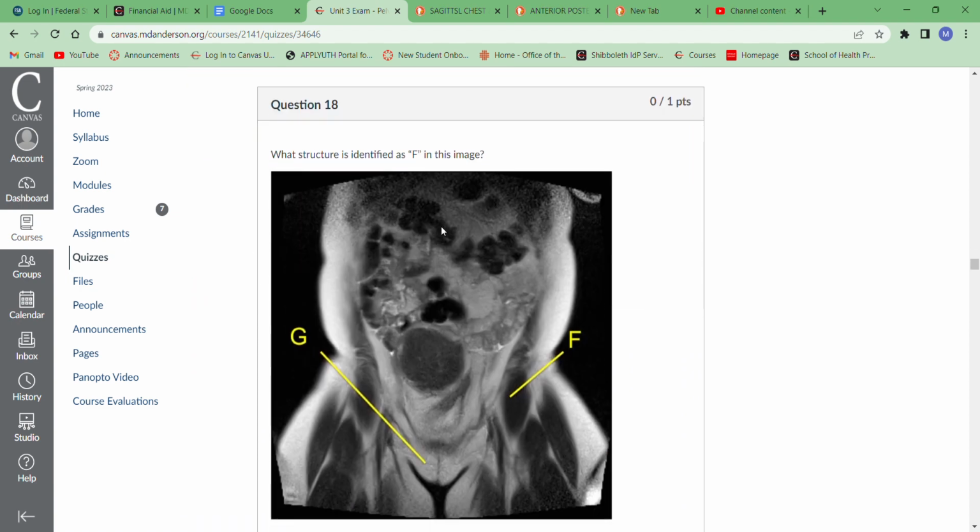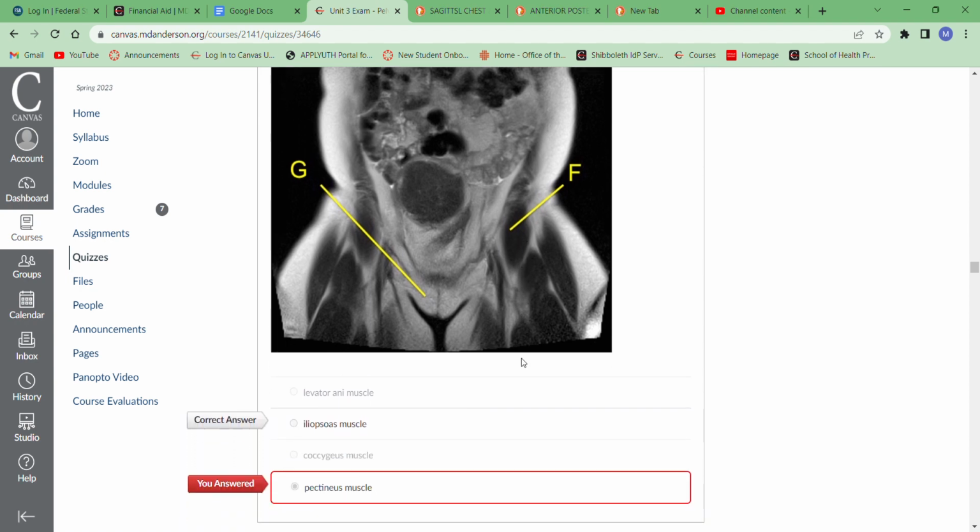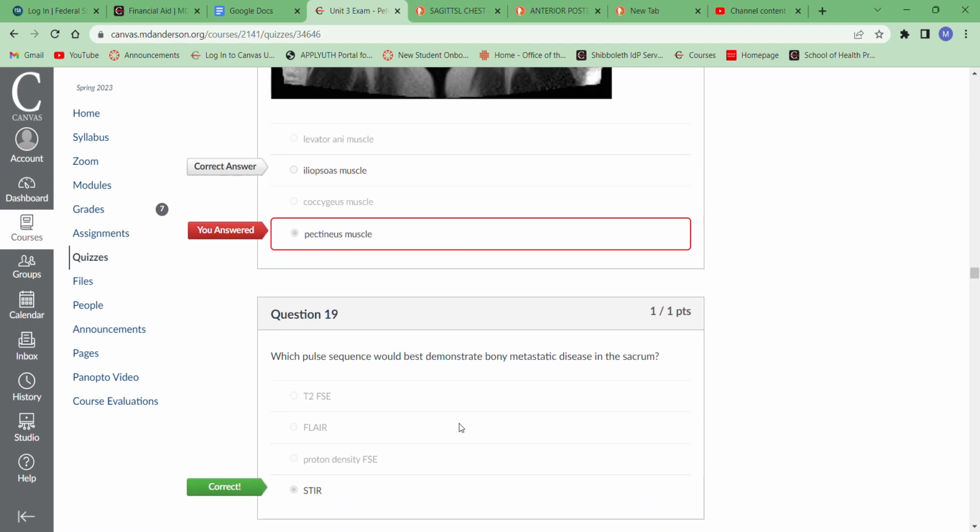What structure is F? That is a muscle that looks like it's going across the ilium. And the answer is iliopsoas muscle. Which pulse sequence would best demonstrate bony metastatic disease in the sacrum? STIR. So STIR is really good for bone bruise and also metastatic issues in the bones.